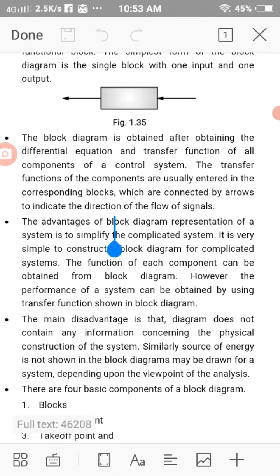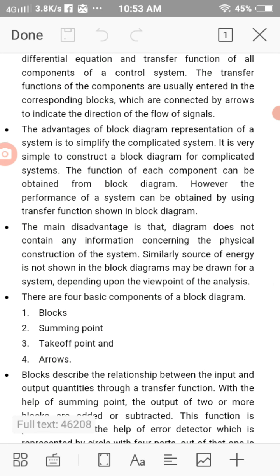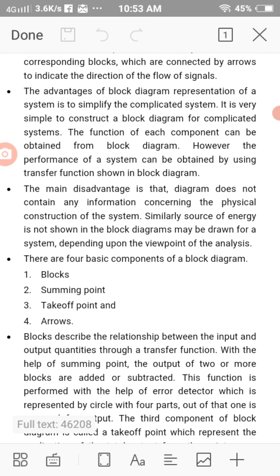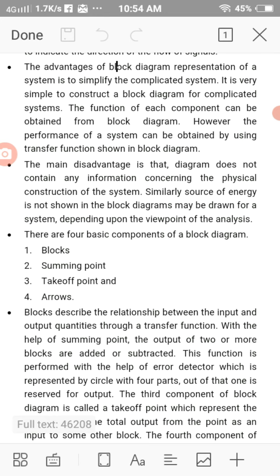The advantage of block diagram representation of a system is to simplify the complicated system. It is very simple to construct a block diagram for a complicated system. The functions of each component can be obtained from the block diagram. Moreover, the performance of a system can be obtained by using the transfer function shown in the block diagram. It has some disadvantages also. The main disadvantage is that the diagram does not contain any information concerning the physical construction of the system.